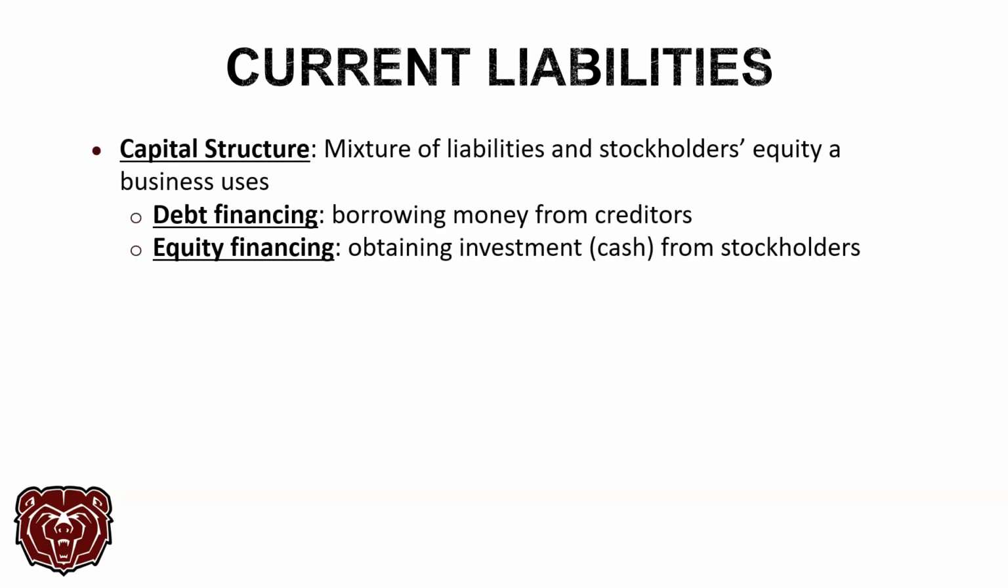So, current liabilities. To really understand current liabilities, let's talk about capital structure. We should be somewhat familiar with this since we talked about it when we discussed time value of money, net present value analysis, and all of that good stuff. The capital structure is a mixture of liabilities and stockholders' equity. It's what the business uses to pay for its long-term assets, to pay for projects, that kind of thing.